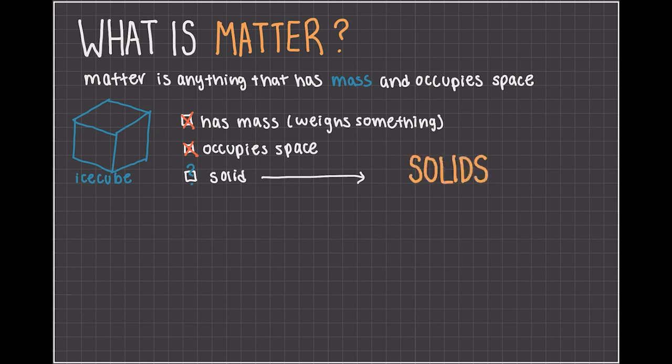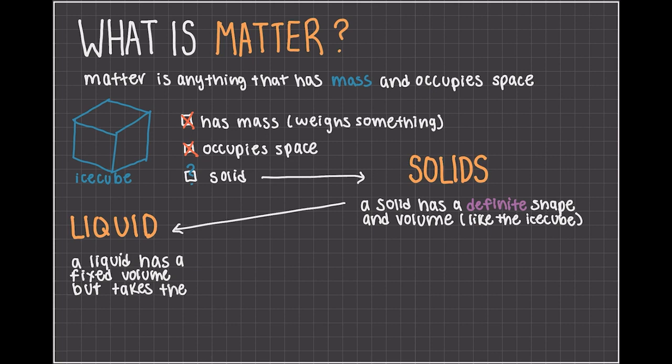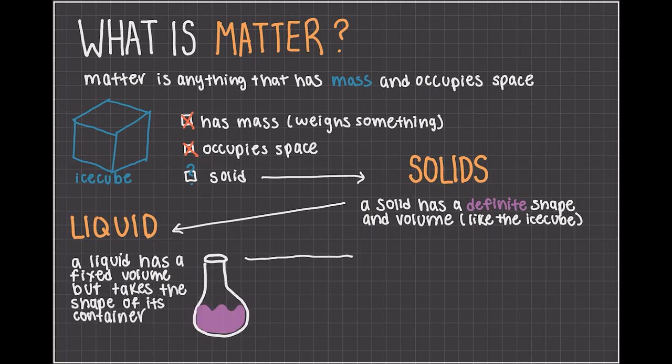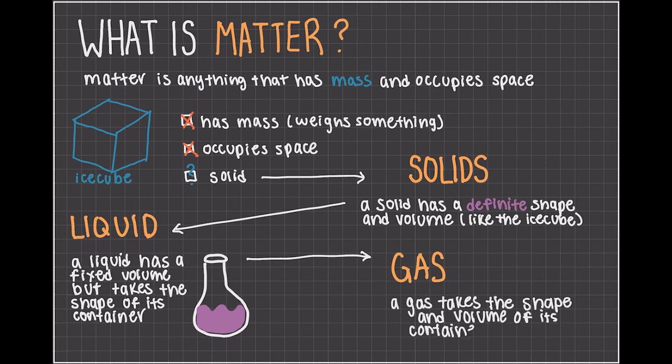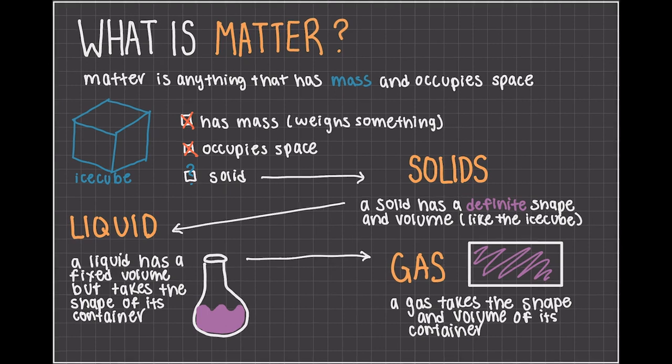But why is that? Well, a solid, by definition, is matter that has a definite shape and volume, like the ice cube. Now, when the ice cube melts, it becomes a liquid, which has a fixed volume but will take the shape of a container, like this flask with liquid in it here. When you further melt the liquid, it will become a gas, which will take both the shape and the volume of the container that it's in. Like this room that we're in right now, there's gas in it, and we know that it's going to fill the entire room. These are known as the three states of matter.